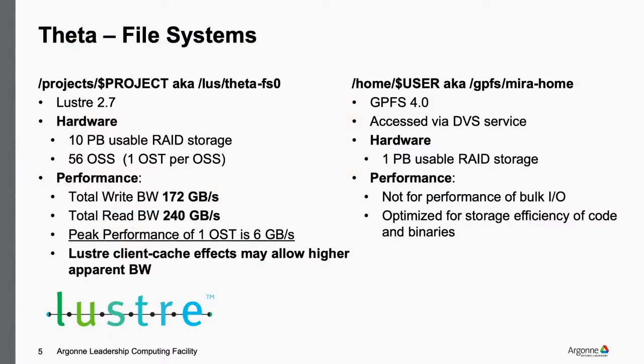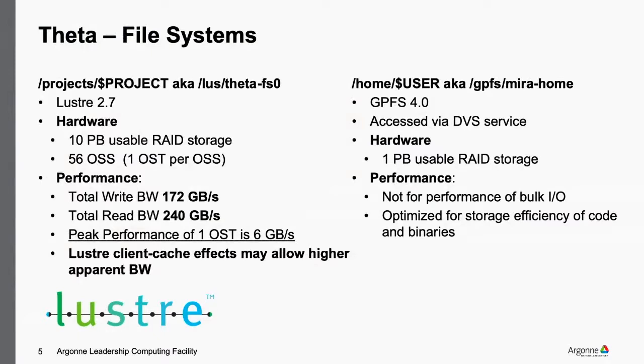But the focus of this talk is going to be on this left-hand side, which is our project file system, which is Lustre. And that's mounted on Lustre Data FS0. It's at this soft link projects, and then your project name. We're running Lustre 2.7, so here are the key notes. We have 10 petabytes. We have 56 storage servers, and each storage server has one OST. So we have 56 OSTs. Remember that, 56 OSTs. And here's some nominal performance. Basically, the absolute peak best case performance you can get is 240 gigabytes a second for write or read, but it's easier to achieve this read number.